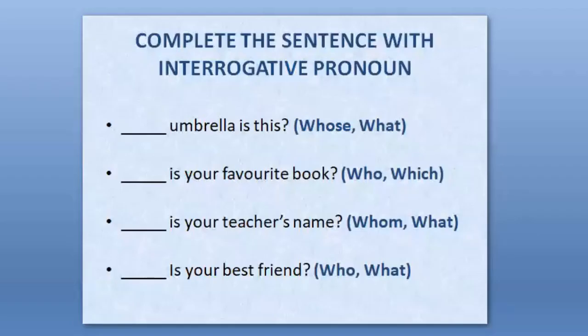Are you all ready, children? Yes. Very good. Come on, now let's see who gives me the maximum answers. Who is the very intelligent and brilliant child in the class? Dash. Now complete the sentence with an interrogative pronoun. Interrogative pronoun, that is asking the question. Dash umbrella is this? Whose? Very good. A big clap for Manisha. Whose? Dash is your favorite book?